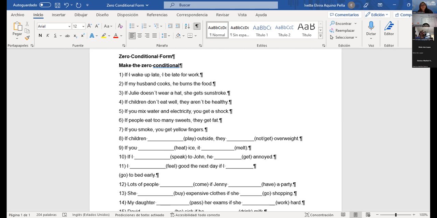Number 8, if children play outside, they aren't get overweight. Aren't, porque está en negativo, ¿verdad? Get overweight. If you heat ice, it melts.